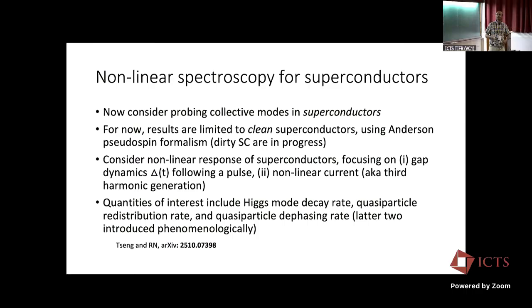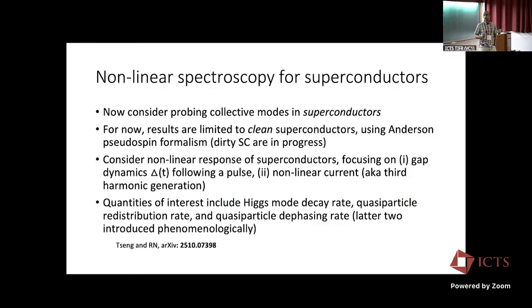What we've done thus far is clean superconductors, BCS superconductors, really just using the Anderson pseudospin formalism. So you have a BCS superconductor represented by Anderson pseudospins, and then treat optical experiments by solving equations of motion of the Anderson pseudospins in the presence of light, and look at the nonlinear response of superconductors in the Anderson pseudospin formalism to optical interrogation. Two quantities in particular that we looked at. The first was gap dynamics following a pulse. So you whack the system with an optical pulse, and then you look at the gap function delta as a function of t, and then also the nonlinear current, aka the third harmonic generation.